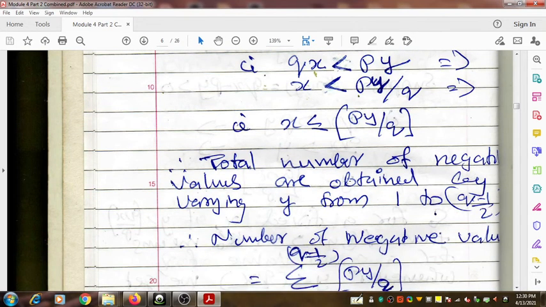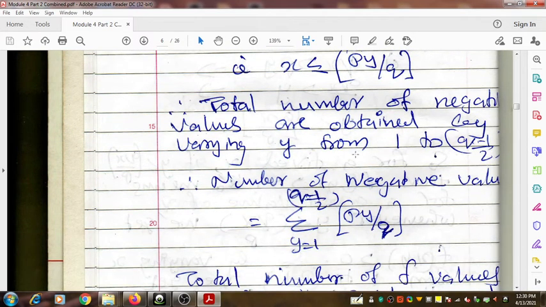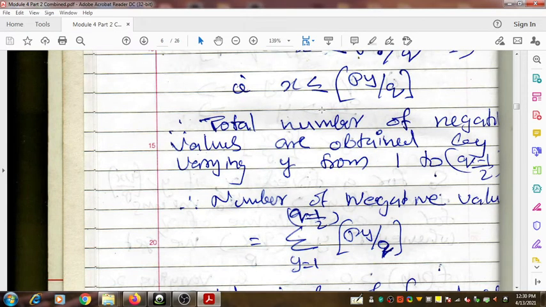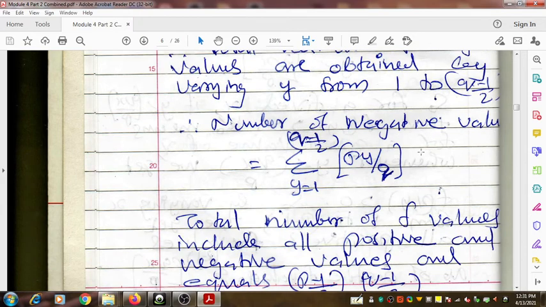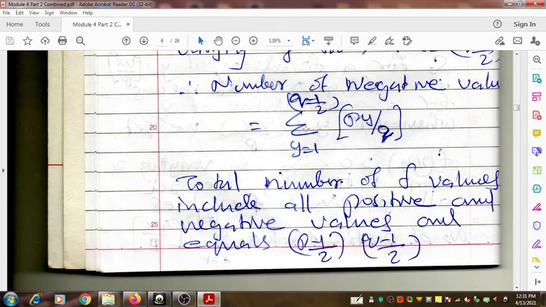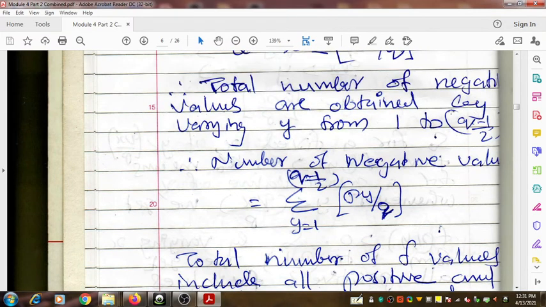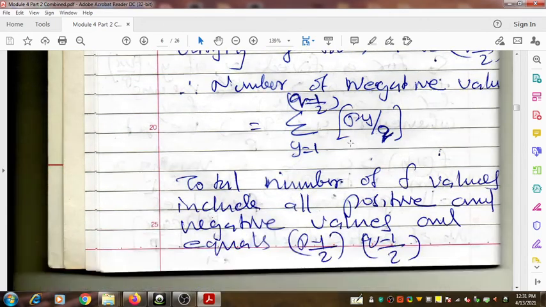So the total number of negative values is obtained by varying y from 1 up to q minus 1 by 2, meaning you have to consider all y values. The corresponding number of x's will then be taken. Therefore, the total number of negative values is equal to the summation from y equal to 1 to q minus 1 divided by 2 of py by q in square bracket. See this quantity, py divided by q in square bracket.